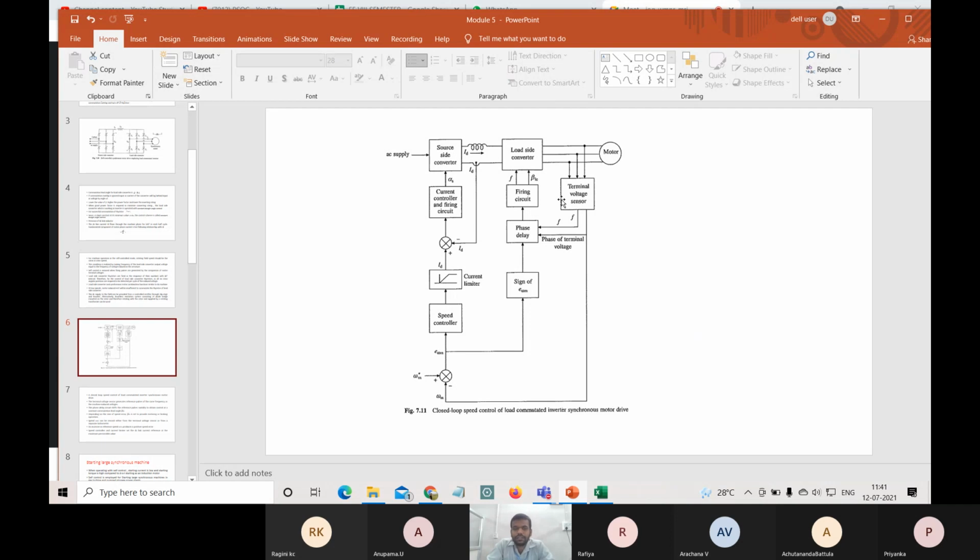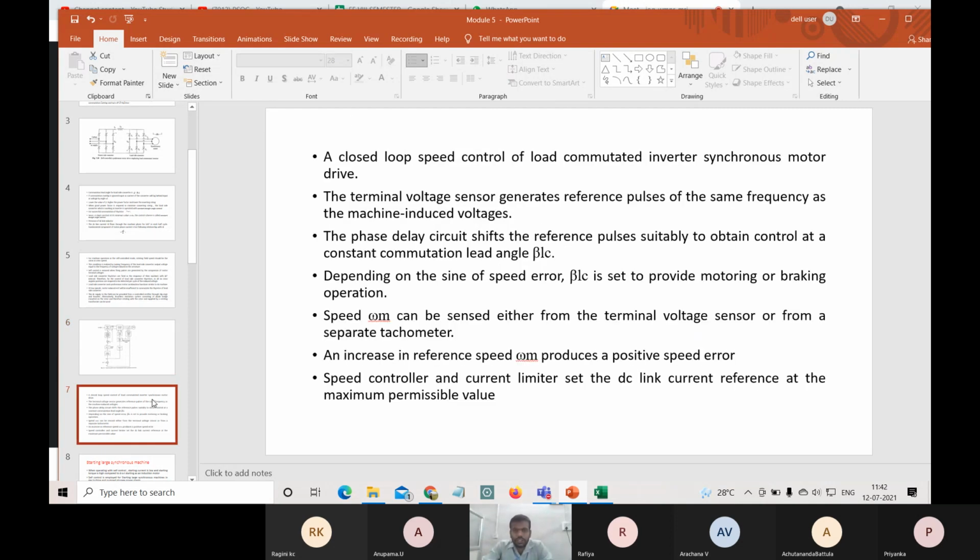The terminal voltage sensor is used to sense and measure the voltages. For that we will have different sensors. And the procedure is as follows. This is the closed loop speed controller of a load commutated inverter.